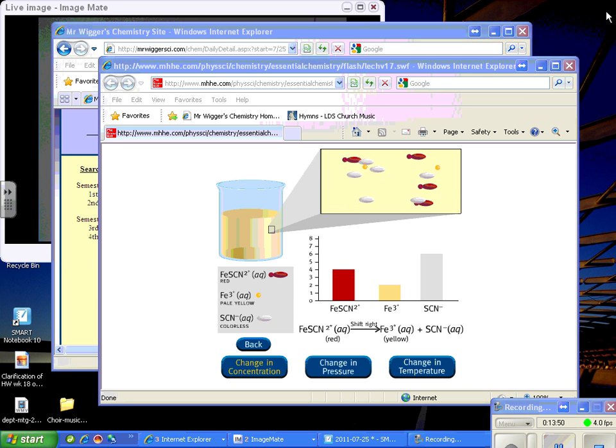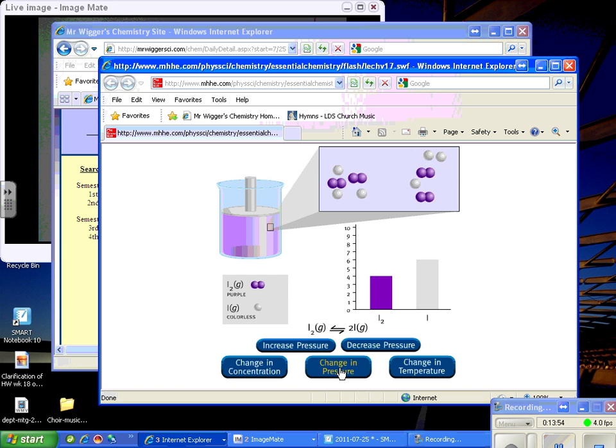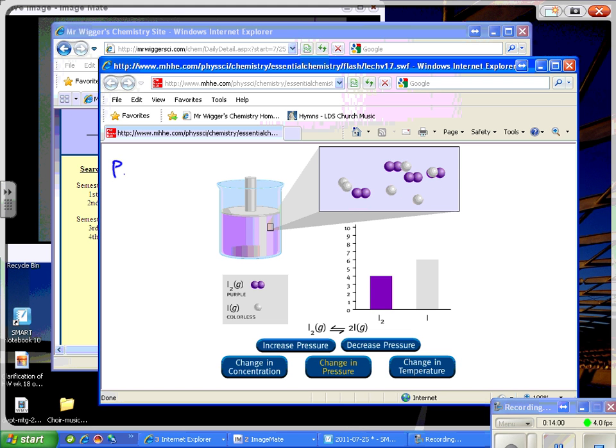Okay, that was how we did changes in concentration. Now we're going to deal with changes in pressure. For this, you have to know about Boyle's law. P1V1 equals P2V2. And Boyle's law states that because of this horizontal relationship here, those guys are inversely proportional. So as pressure goes up, volume goes down.